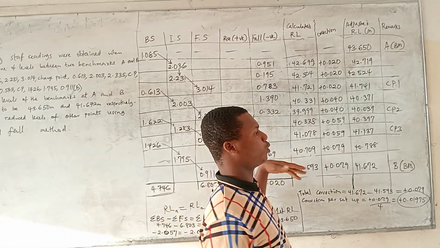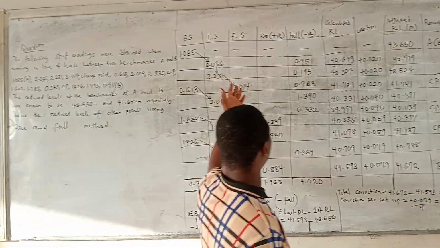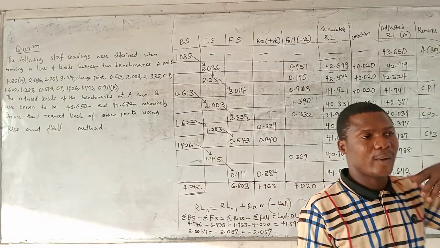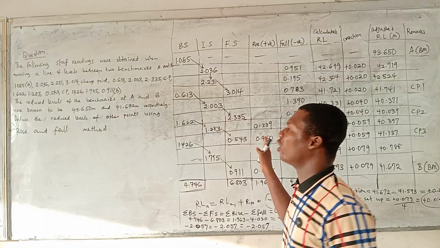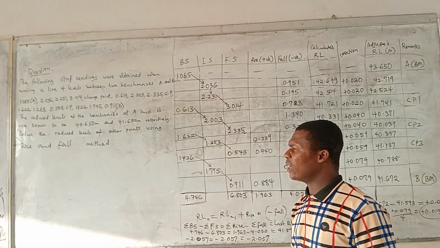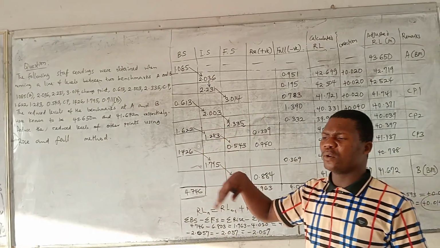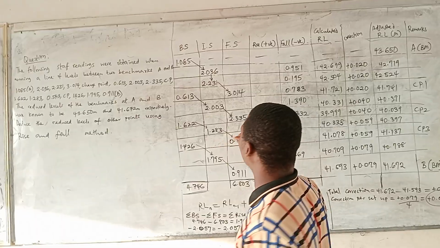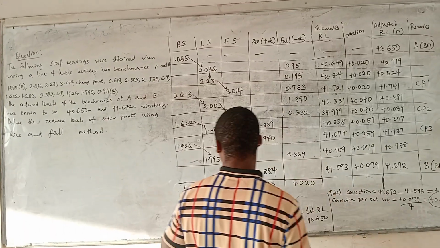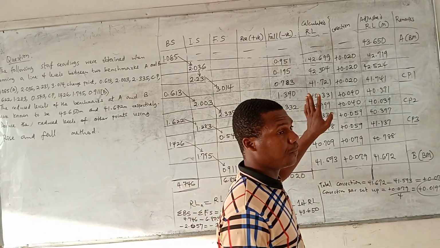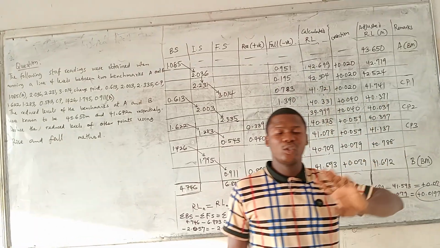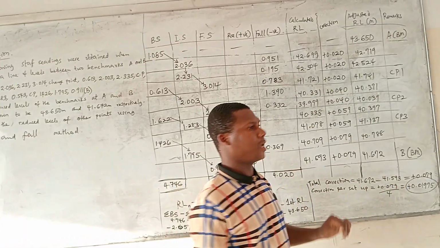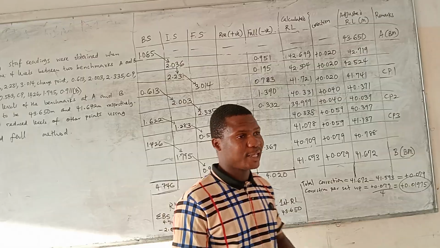When it comes to solving any question on leveling operation, maybe you have to carry out a reduction using any of the methods. Now please, whatever method you have to use, follow it strictly and you will get your answer. Either you use rise and fall or height of instrument for the same question, obviously you are going to get the same answer.